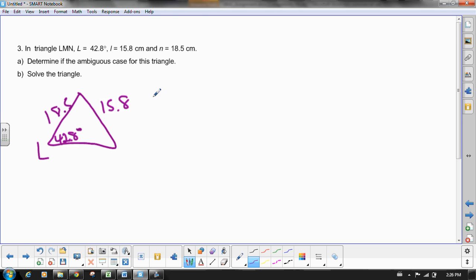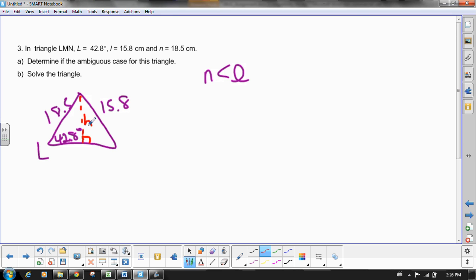Okay, so the first thing I'm going to compare are N and L. So N is less than L. The fact that N is less than L means we need to consider the ambiguous case. So from there, we need to know what the height is. And the height is going to tell us what's happening.